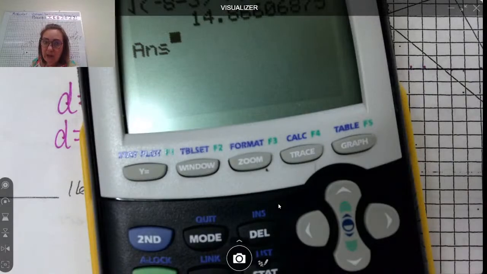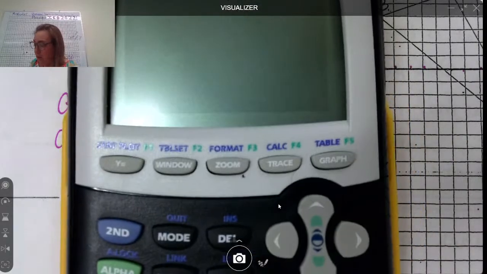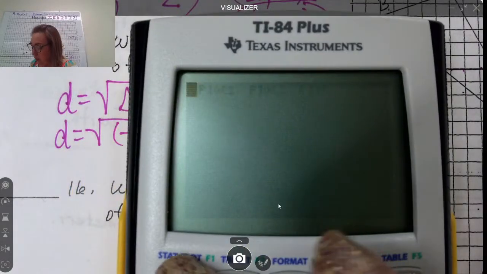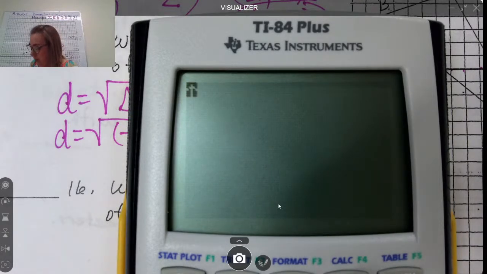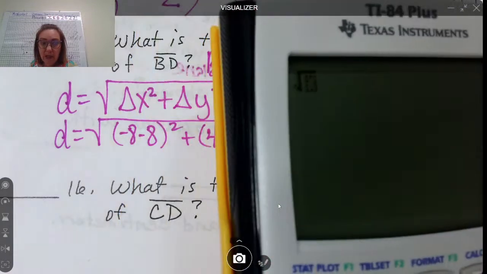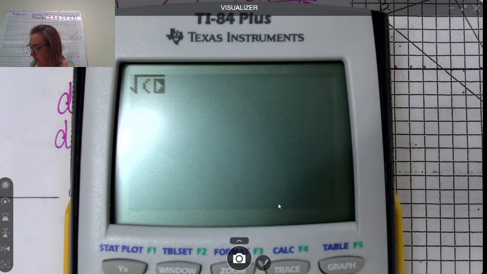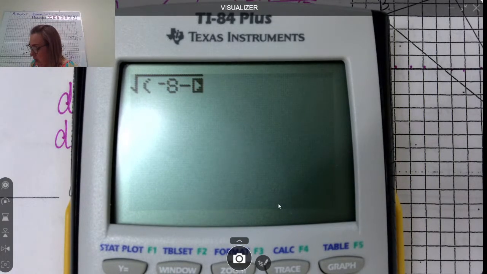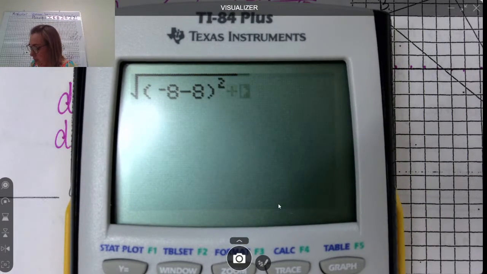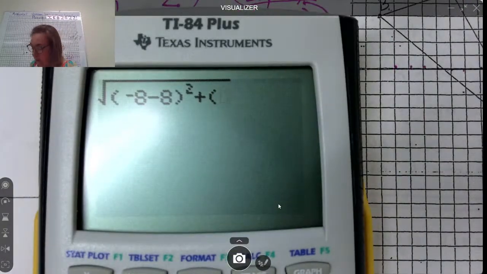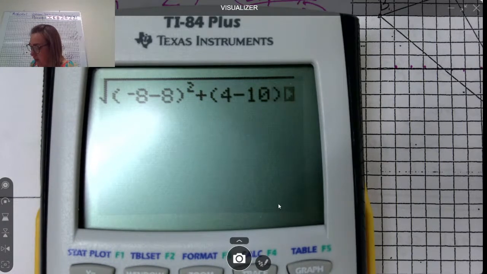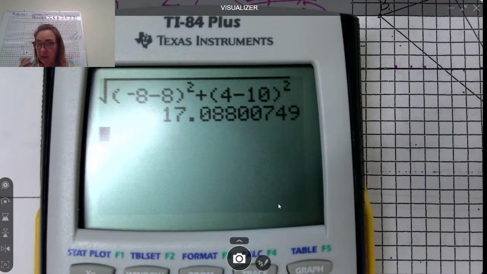for me. So to let the calculator do the hard work for me, I'm going to type in second x squared to get the square root symbol. Parenthesis, -8 minus 8 squared, plus, open parenthesis, 4 minus 10 squared. Hit enter, and I get approximately 17.1.